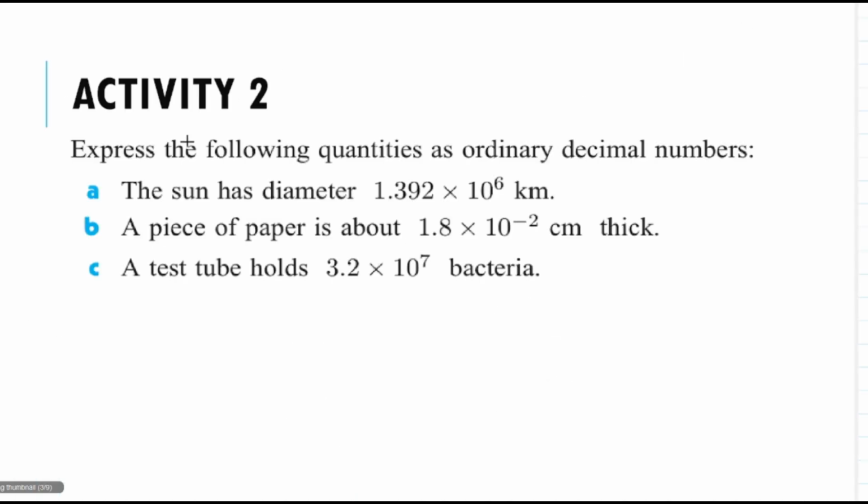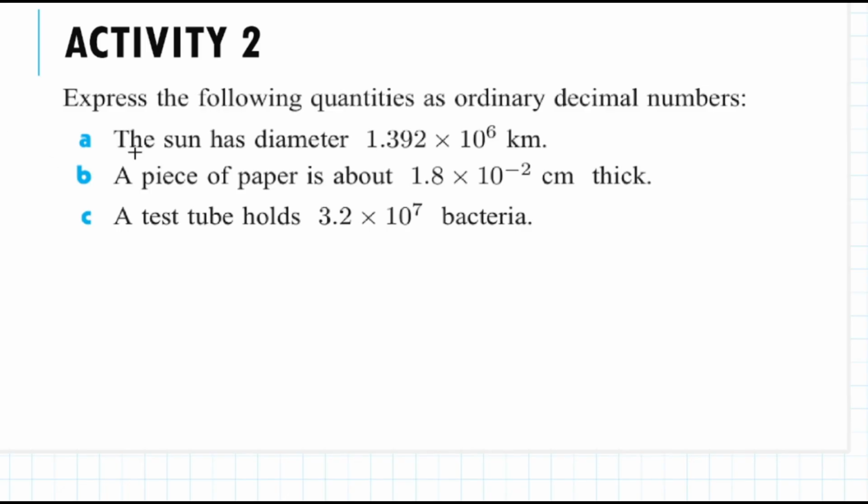Alright, let's go to activity 2. Express the following quantities as ordinary decimal numbers. So we can change from scientific notation to ordinary numbers in the way we also change from ordinary number to scientific notation. So let's see these examples.